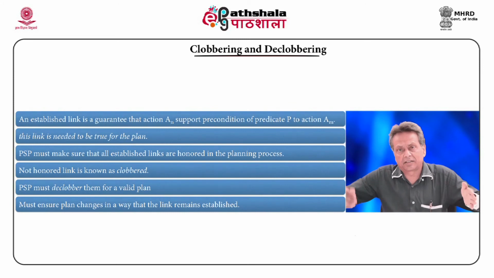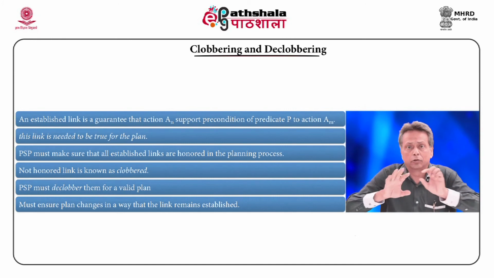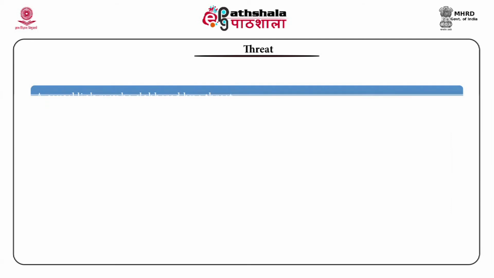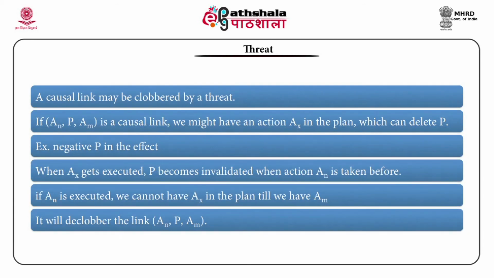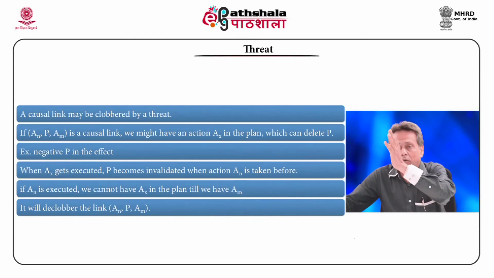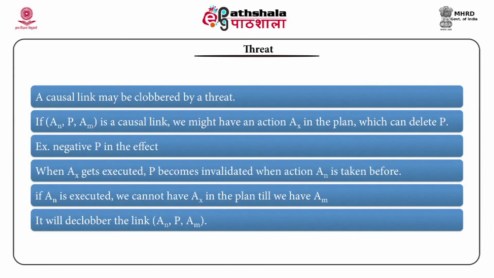What does that mean? If there is an action, and there is one more action that generates a prerequisite for the other action, you should take care that no other action disturbs this. If that happens, we should prevent it. The next slide talks about threat. This is something which I have already talked about. The causal link may be clobbered by a threat. What is a threat? AN, P, AM, and there is an action called AX which makes P invalidated or deleted or removed, that is called a clobber. What will we do? I have told you AX should be executed at the end or in the beginning, or maybe some other action be chosen for doing that.